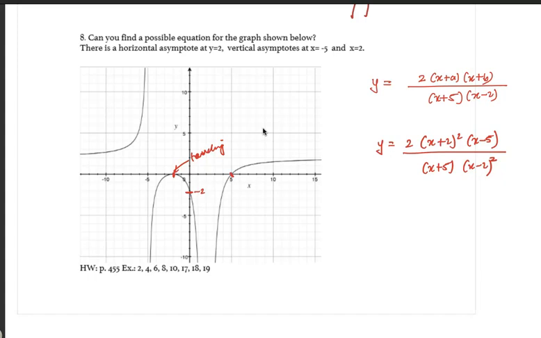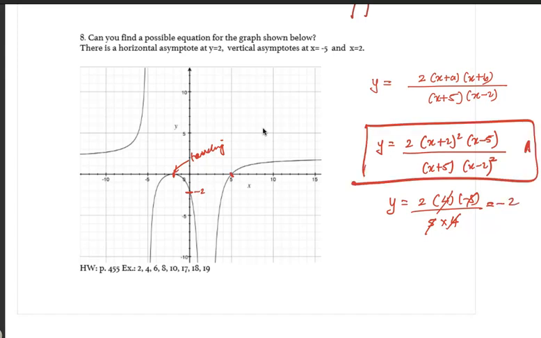Y-intercept. So y is equal to 2 times 4 times minus 5. Y is equal to 2, 0 plus 2 squared is 4, minus 5, and x plus 5 is 5, correct? And 4, because minus 2 squared is 4. Cancel. So minus 2. Perfect. So that's my answer.